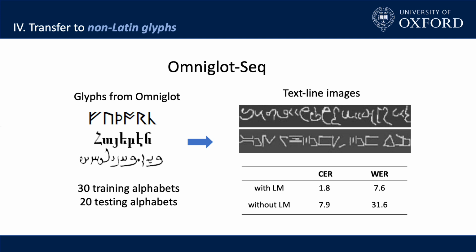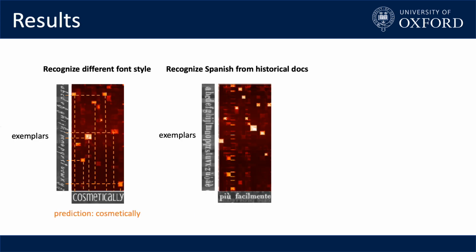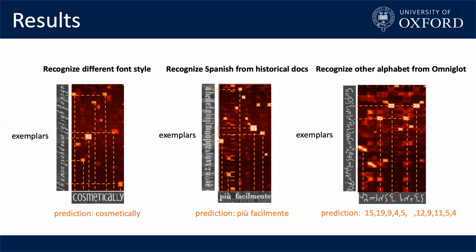Finally, we demonstrate generalization to completely different non-Latin languages sampled from the Omniglot dataset. For more details of these experiments, please refer to our main paper. In the end, we present some visualization of the similarity map computed from different datasets used in our experiment. More examples and visualizations can be found in our supplementary materials.